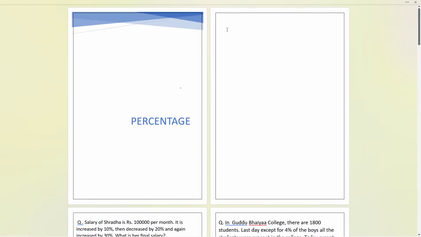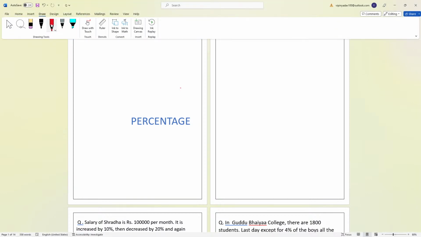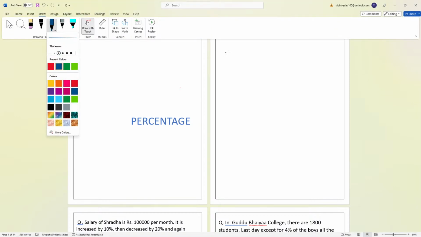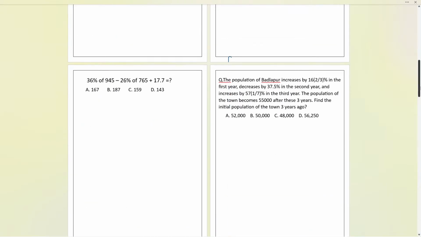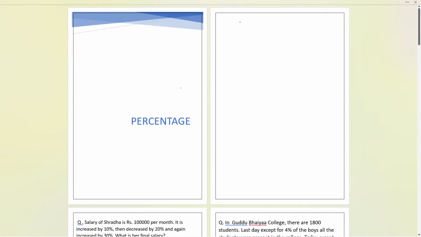Yesterday we discussed some questions, and the question we discussed was using a formula. So what was the formula? It was A plus B plus AB by 100. We have discussed this part.